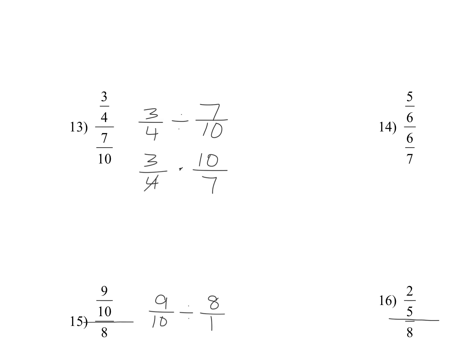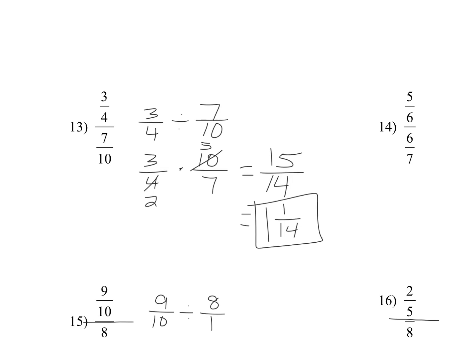So 2 goes into 4 2 times. 2 goes into 10 5 times. Anything else we can reduce? Nope. Multiply straight across. What do we got on the top? 15. What do we got on the bottom? Can I leave it like that? No. Okay, how many times does 14 go into 15? Once, with how many left over? 1. What's my denominator? 14. Remember that cross reducing helps you out.